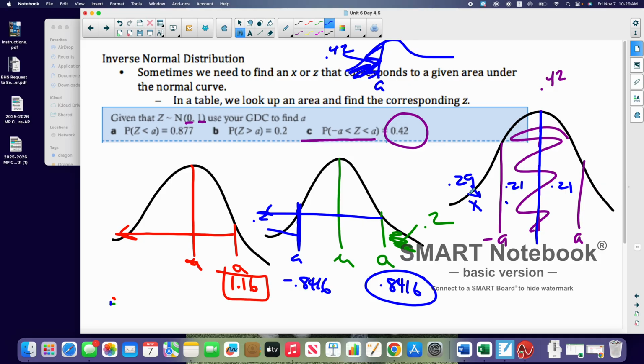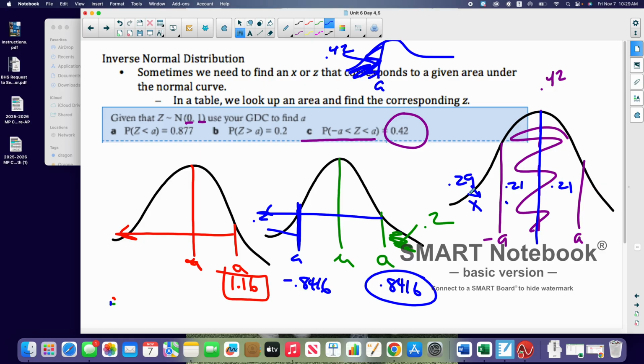Yes, sir. How do you know that negative A and A are directly in line with the middle? Because if I have A and I have negative A, then I'm symmetric. The middle is 0. It's the same variable, okay? Now, if I had X and negative Y, then I'd have some trouble with this. But because they're the same, I could do that.